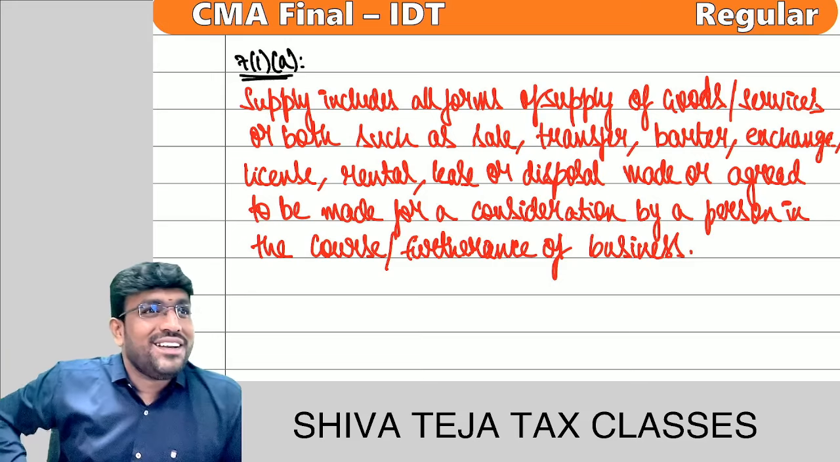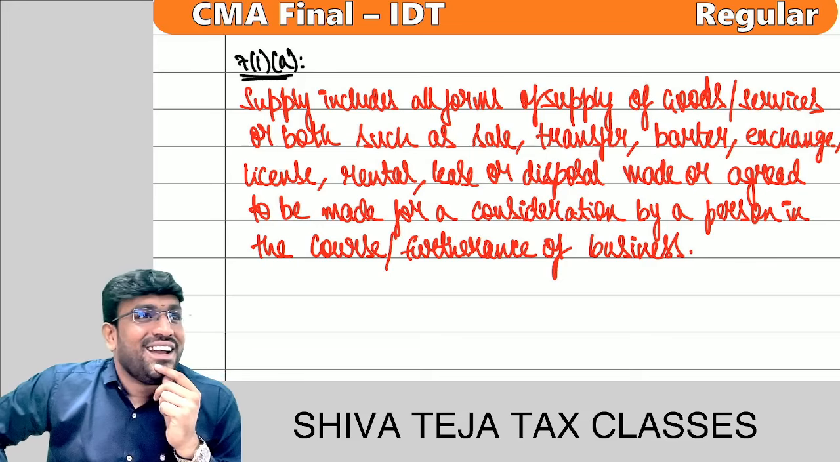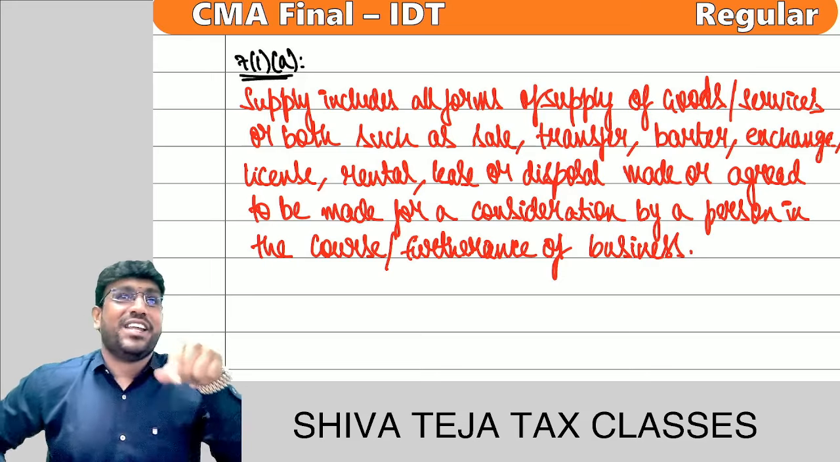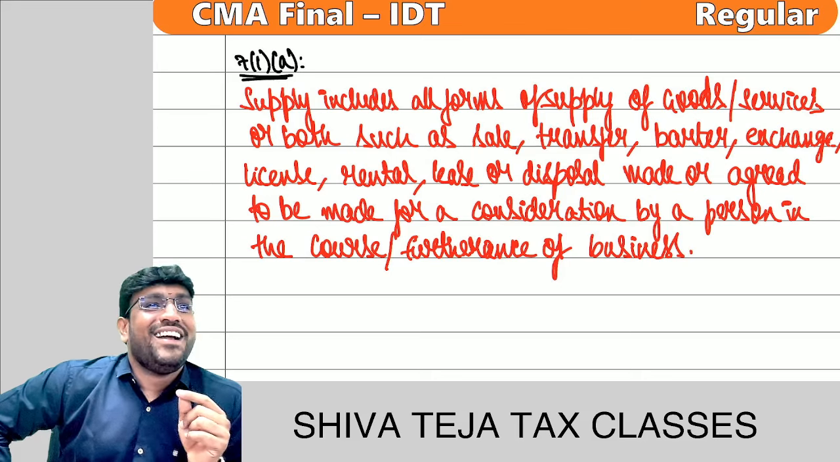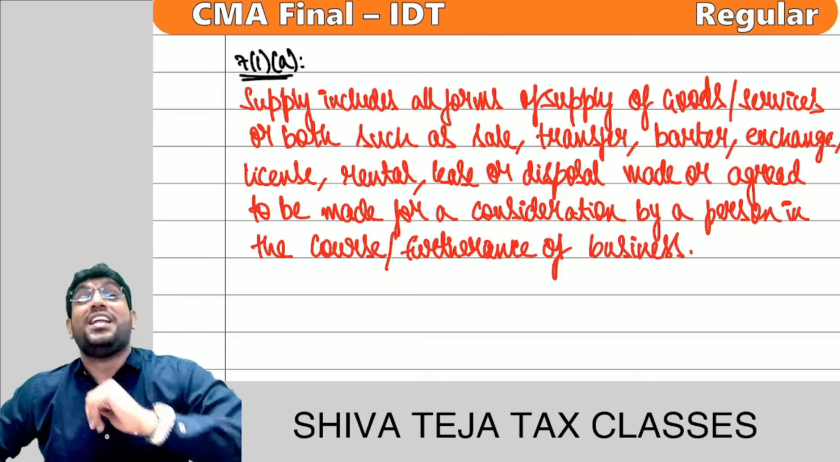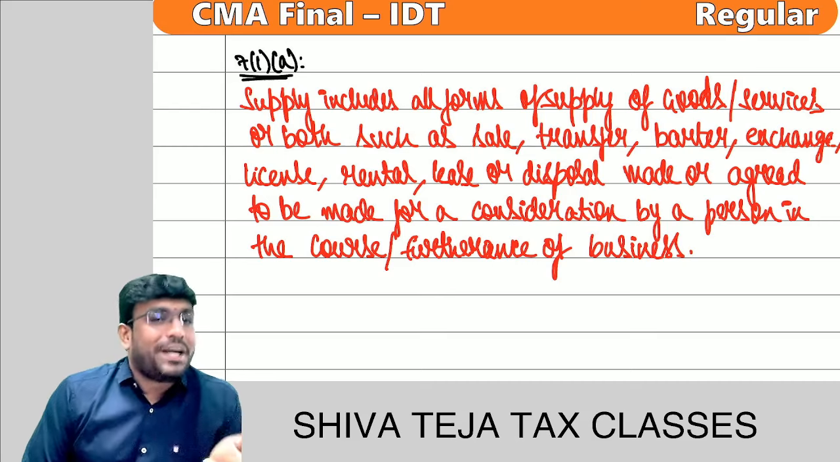Is it a supply? Is there a consideration? Is it a sale? Is it by a person? But still it is not a supply. Why? Not in the course or furtherance of business. Shivateja's business is not selling cars. Have you understood or not? Speak out, my dear friends.